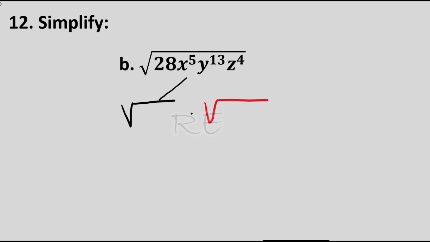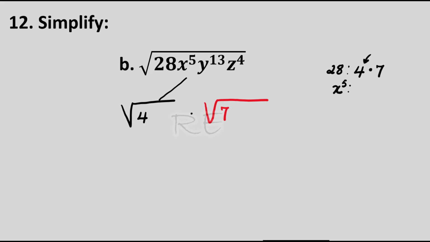28. Well, 28 is 4 times 7. 4 is perfect. Square root of 4 times square root of 7.